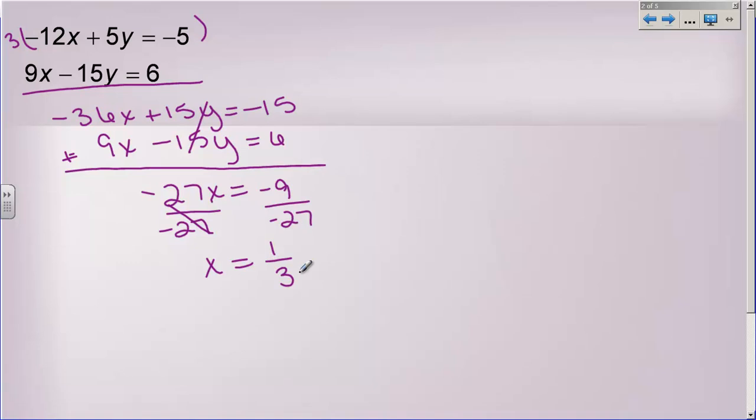I'm going to plug this in. Both of these equations, my x's, are multiples of 3. 12 is a multiple of 3, and so is 9. So 1/3 is going to be really easy to deal with. I'm going to do the bottom one because my x is positive. So I have 9 times 1/3 minus 15y equals 6. Well, 1/3 of 9 is 3.